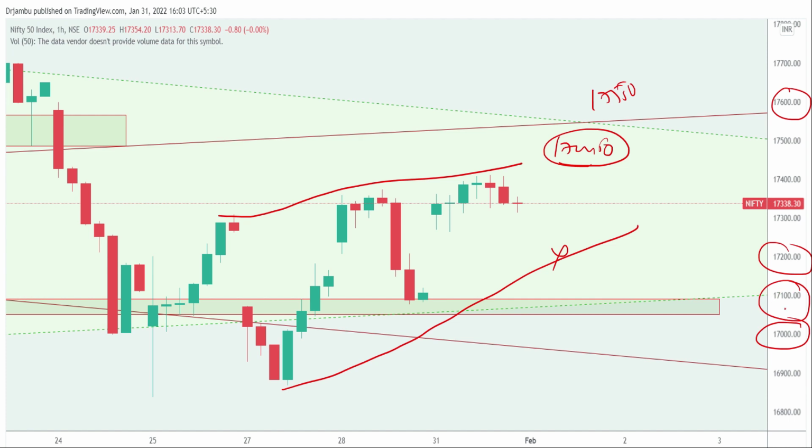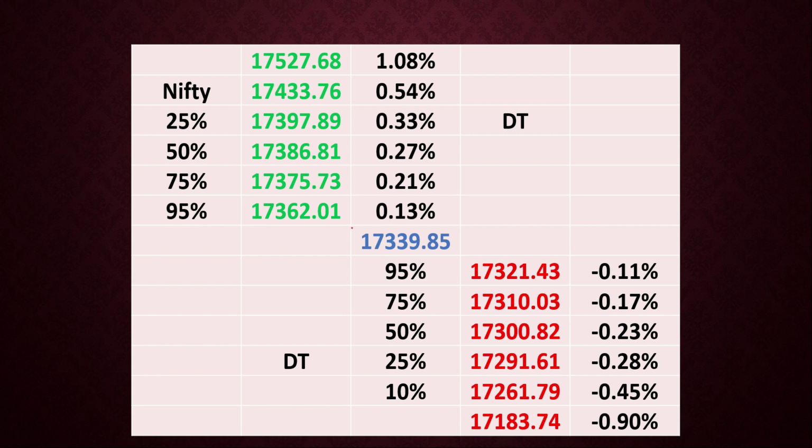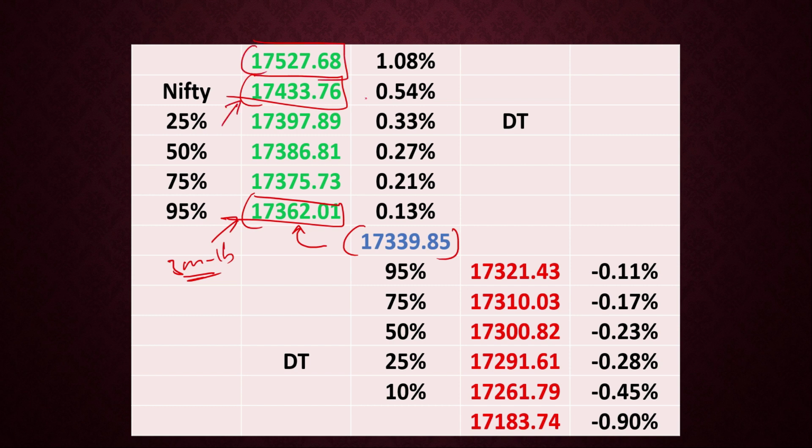Coming to the individual levels, in today's market, the market has closed at 70,339 levels, and if the market tries to move up, the 70,362 level will be acting as a good resistance point. If the market sustains above this level for at least 30 minutes to 1 hour, then we can expect a further rally up to the 70,433 level. And if the market closes above this level, then we can expect a further rally up to the 70,527 level.